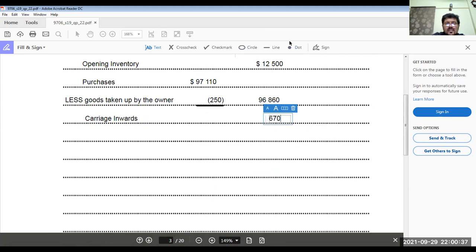Now, this is your 96,860 purchases, 12,500 opening inventory, 96,860 plus this amount, 670. This is 110,030. 110,030 is your cost of goods available. Now, what we have to do? We have to deduct closing inventory. Closing inventory is how much?